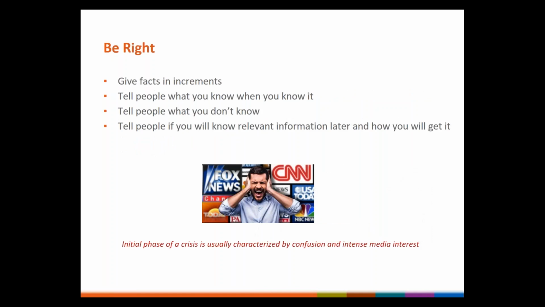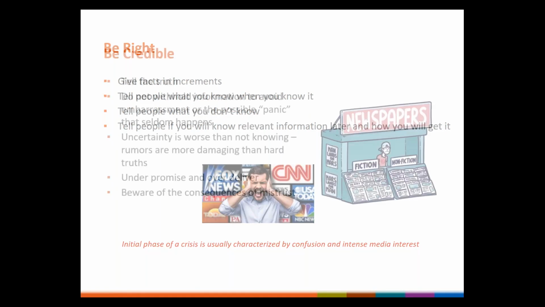And secondly, be right. When a crisis strikes, there's usually a lot of confusion and intense media interest. Information is usually incomplete and facts are sparse. And so it's important to be very accurate during that time period. So you may not know everything at the beginning, but you can and should give facts in increments and get the facts right. Tell people what you know and what you don't know, and tell them when you will know it and how you'll be getting that information out when you know it.